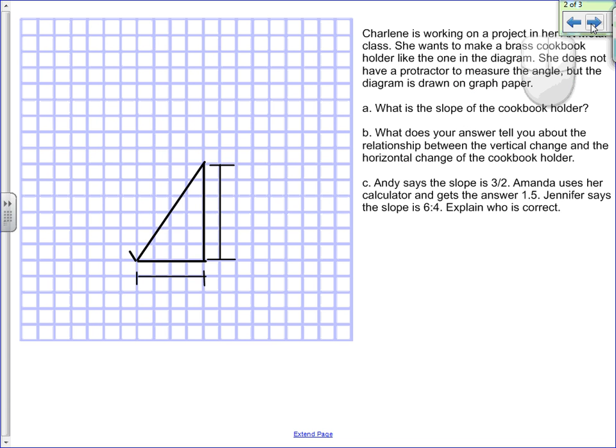These ones are right out of the textbook, and the solutions are there, but we're going to go through them together. So Charlene is working on a project. She wants to make a brass cookbook holder. She doesn't have a protractor to measure this angle, so she wouldn't know what this angle was in order to actually make this slanted cookbook holder, and she wants to make it exactly like the drawing. She does, however, have graph paper, and so from this, we're going to calculate the slope of the cookbook holder and then a number of other things.